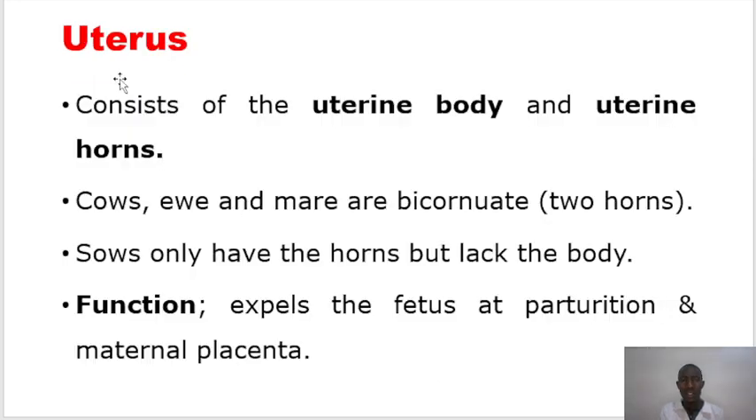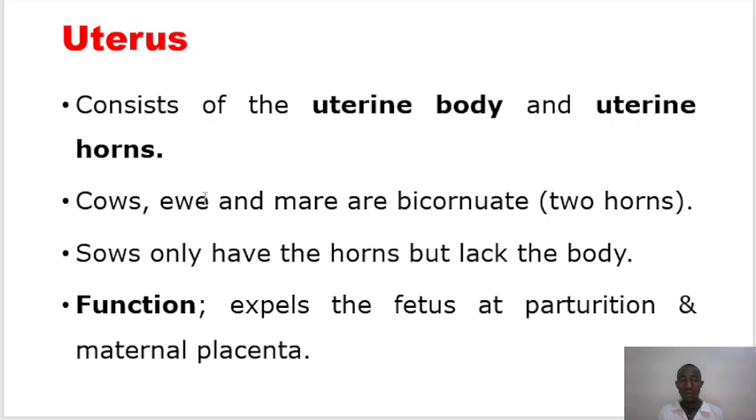The other organ is the uterus. Uterus is made up of the uterine body and the uterine horns. And here is where development of the embryo takes place, whereby within the uterus we also have the caruncles. These caruncles are always attached to the inner wall of the uterus.